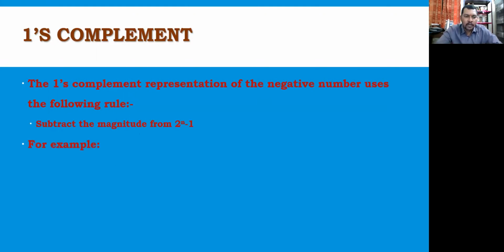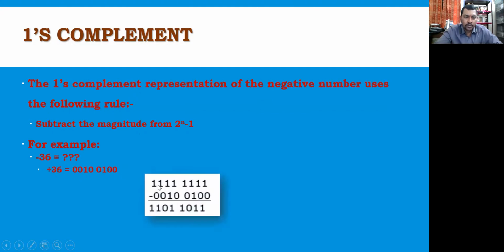For example, -36. So plus 36 is written like this, and it's 3 plus 6. We are working on BCD codes. So if you subtract 111 by -0010 and this, you'll get this number, 11011011. So this represents the negative ones complement of that negative number.